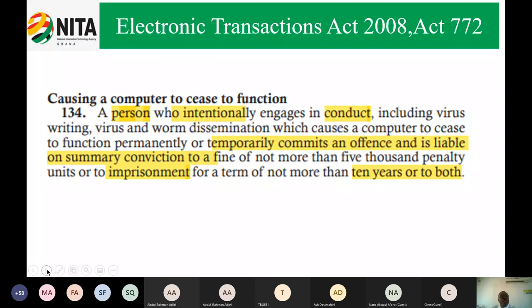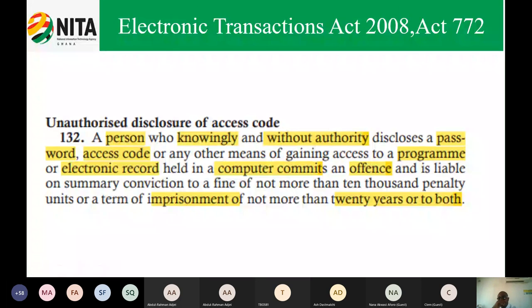Under Section 132, a person who knowingly and without authority discloses a password, access code, or other means of gaining access to a program or electronic record commits an offense. And this is very heavy. It's 20 years. So security is key. Securing your network infrastructure, systems, or IT infrastructure, whatever you are using in a digitalization activity in the healthcare industry, needs to be secured.